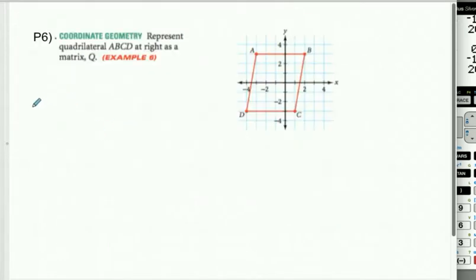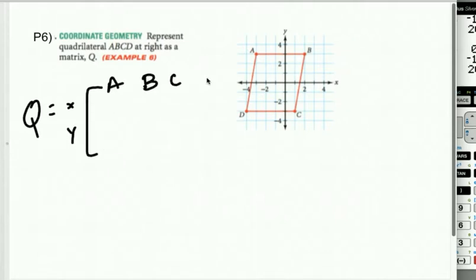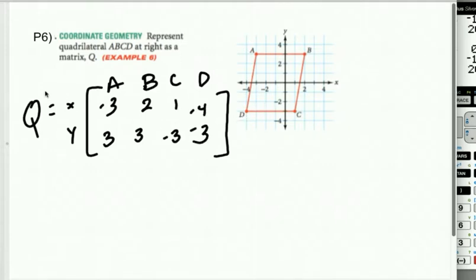So for P6, I want you to try the same thing, right? You're going to make a matrix Q, and you're going to have, again, that X and Y, and you're going to use A, B, C, and D to fill those in. So you can pause me if you want to do it without me. So A seems to be -3, 3. B seems to be 2, 3. C seems to be 1, -3. And D seems to be -4, -3. So there's my matrix Q.